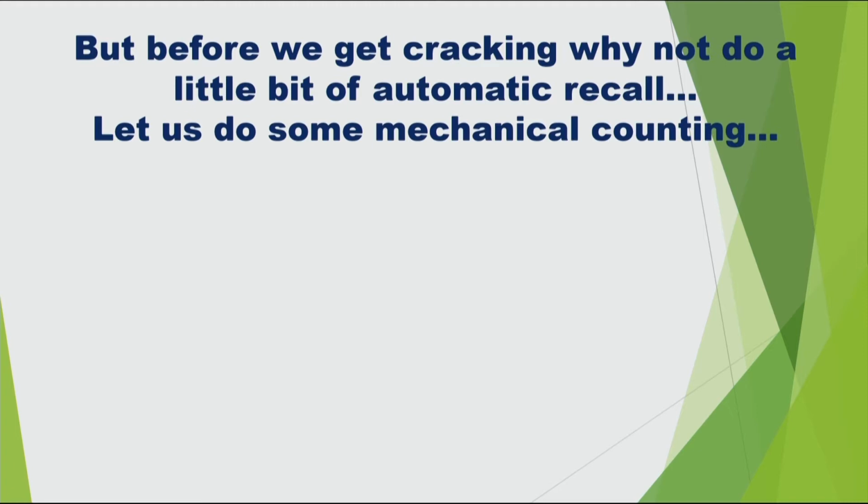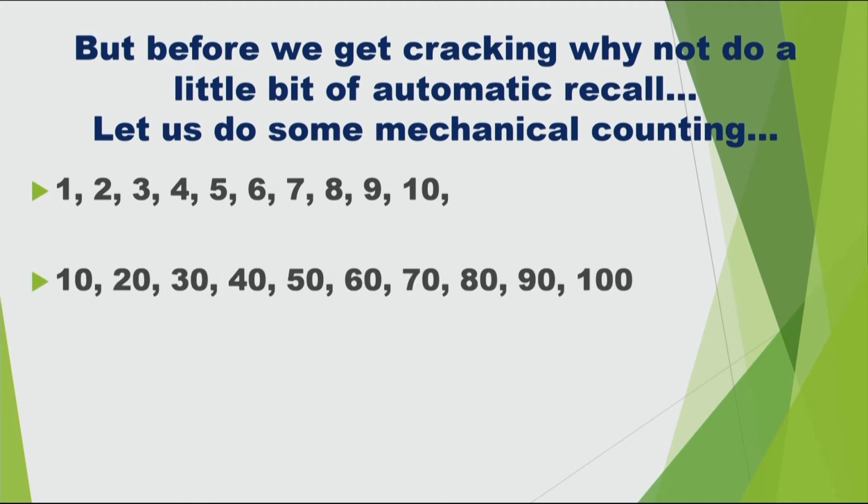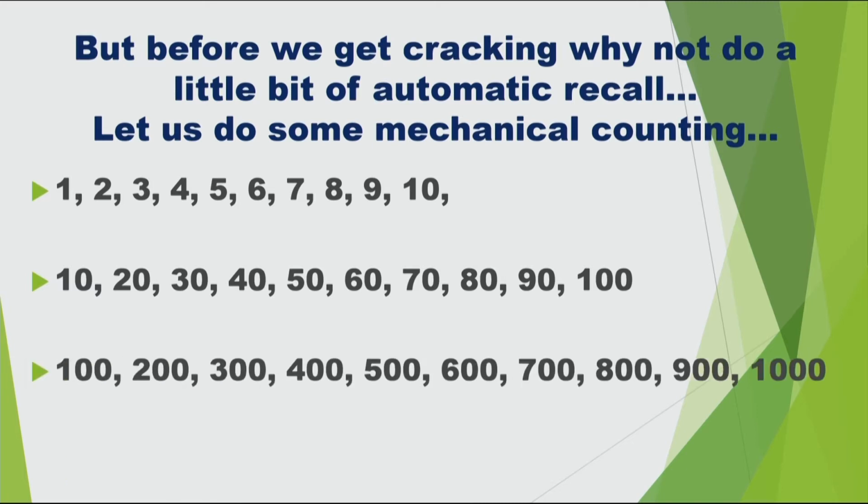But before we get cracking, why not do a little bit of automatic recall? Let us do some mechanical counting. You're going to count with me at home. 1, 2, 3, 4, 5, 6, 7, 8, 9, 10. Right? 10 fingers here. Now, the next list is 10, 20, 30, 40, 50, 60, 70, 80, 90, 100. And our third list is 100, 200, 300, 400, 500, 600, 700, 800, 900, and 1,000.